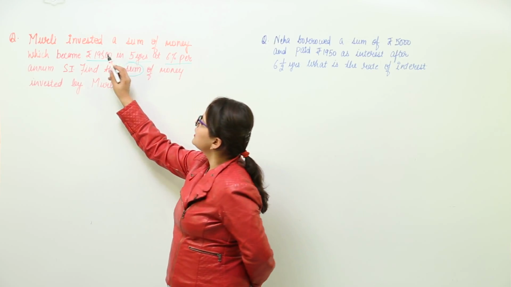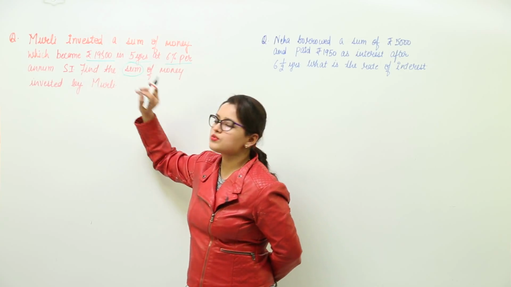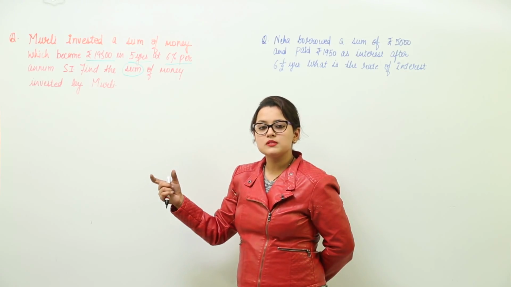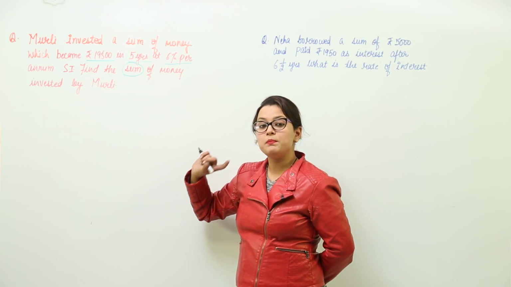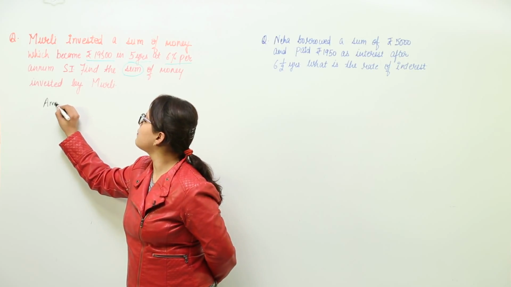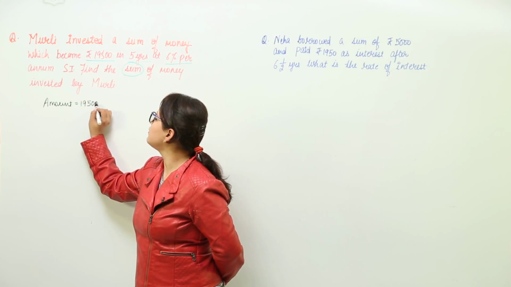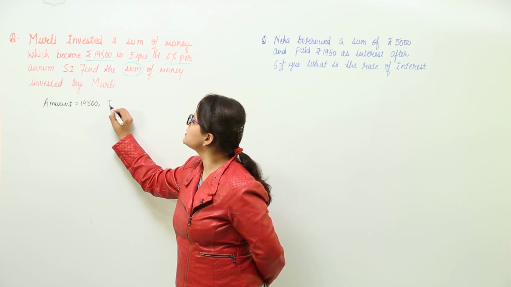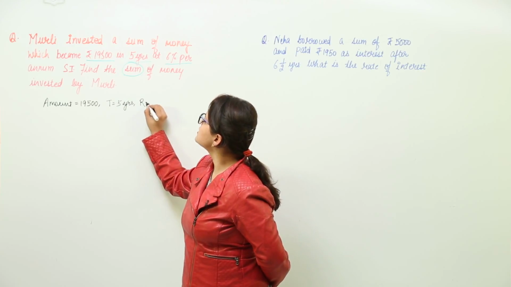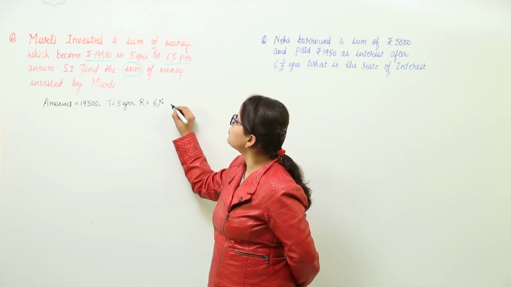Now this is saying he had invested a sum of money which became 19,500 in 5 years. That means this is the amount that has been calculated after 5 years. So 19,500 is the amount he paid. So you write down amount is equal to 19,500. The time is given in years, which is 5 years. The rate of interest charged was 6% per annum, right? And we have to find the sum.